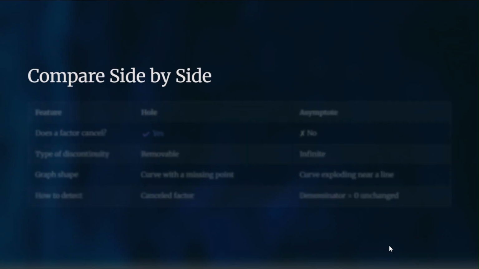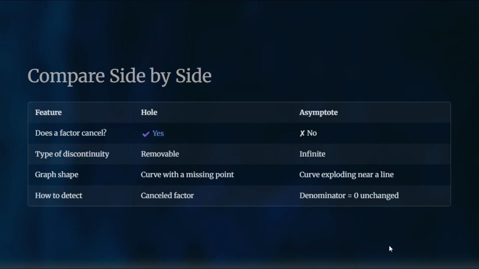Now let's compare side by side. Does a factor cancel? If yes, there's a hole. If no, you'll have an asymptote. A hole is a removable discontinuity, whereas an asymptote is an infinite discontinuity. The shape of the graph will be a curve with a missing point for a hole, but for an asymptote, the curve will be exploding near that line.